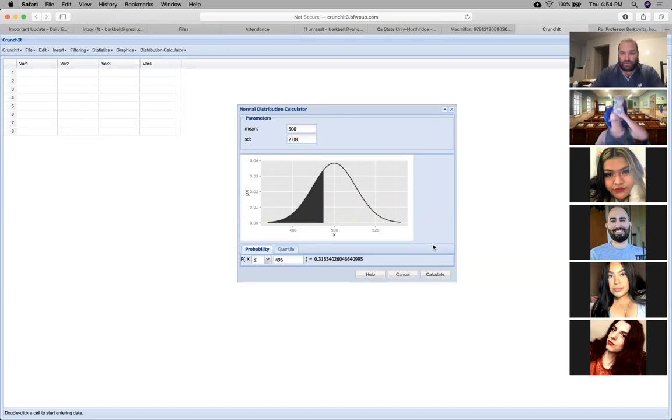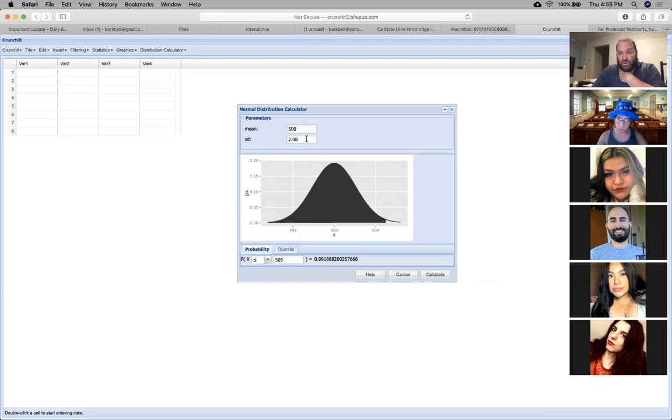2.08. So if I do the same two calculations, for less than 495, I get 0.008112. And for less than 505, I get 0.9919. And I do the same subtraction. I get a much larger 98.4%. Where did the 2.08 come from?